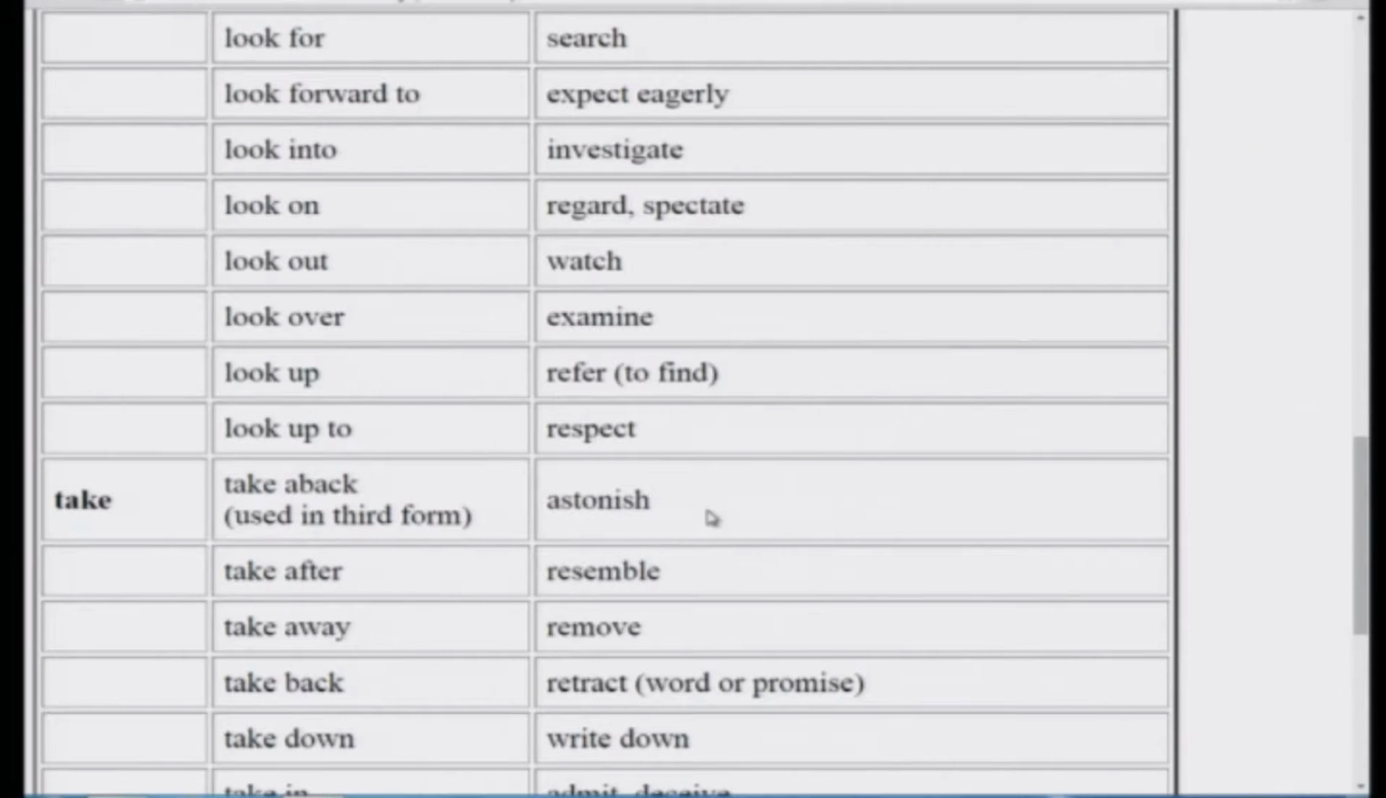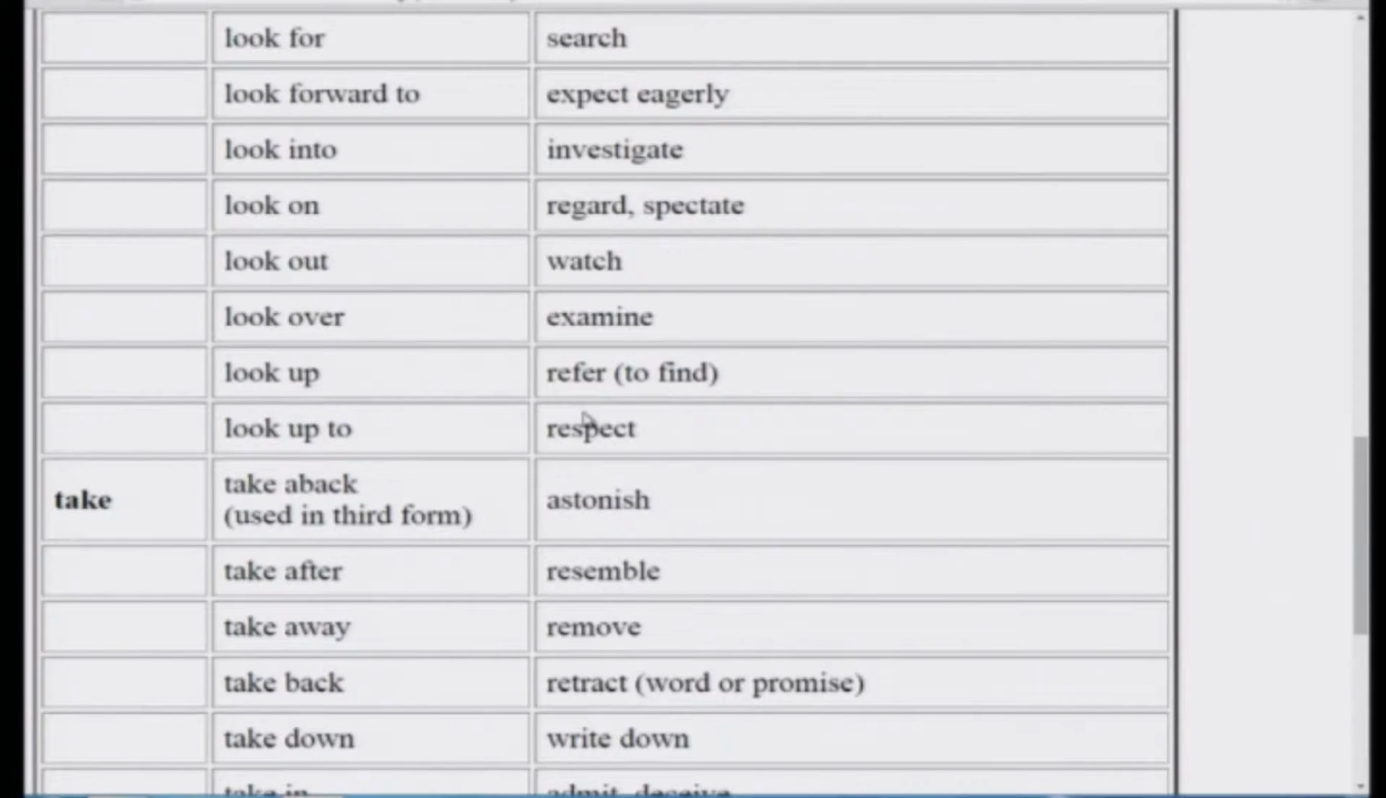Look out, watch. Look over is examine, look over the accounts. Okay? Look up, do you look up the dictionary for difficult words? You refer to find something. Look up to, that is respect. So, you look up to your teachers, or parents.